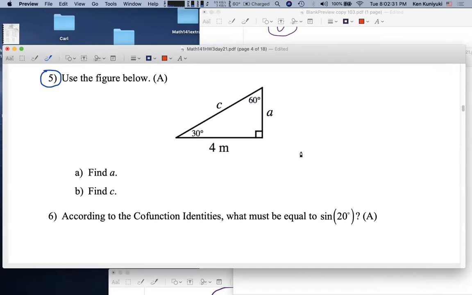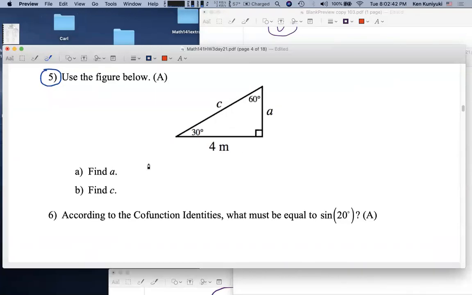Now it's true that you could use SOH-CAH-TOA, but the idea here was to exploit the properties of the special triangles. Notice here, it's a 30, 60, 90 degree special triangle. So I'll go ahead and work out both parts A and B, where you find A and C. That's confusing, okay? B is 4 meters. Here's the idea, and I think the tablet may be helpful here. What is our basic 30, 60, 90 degree right triangle? This is where the tablet can really help.